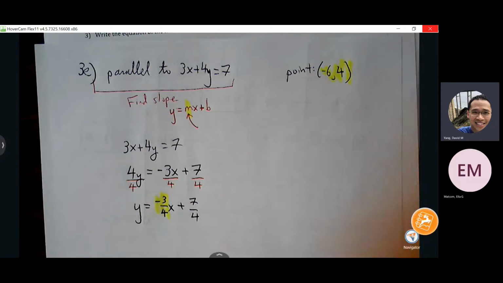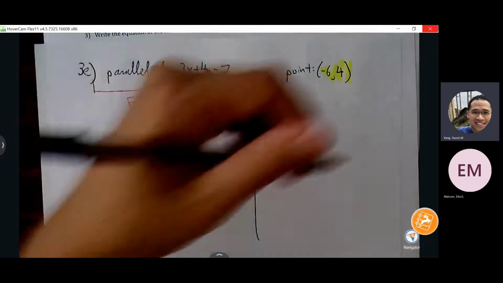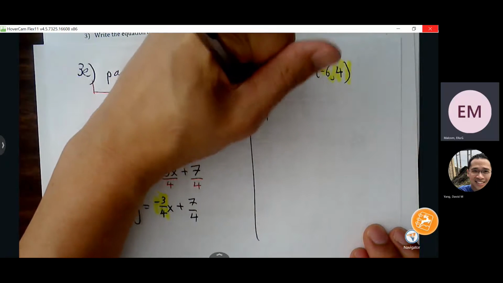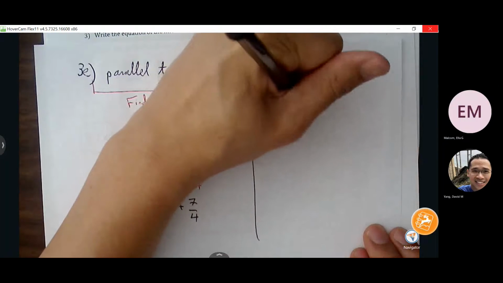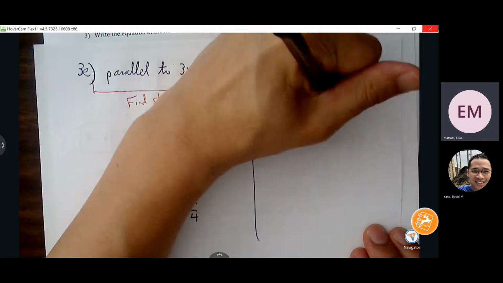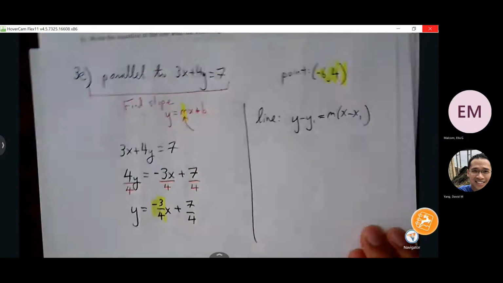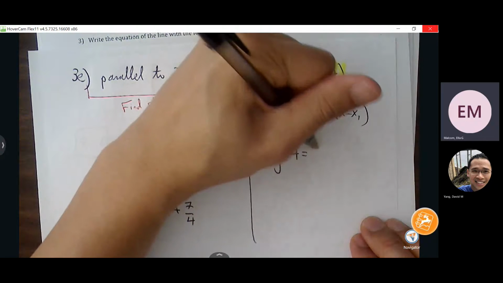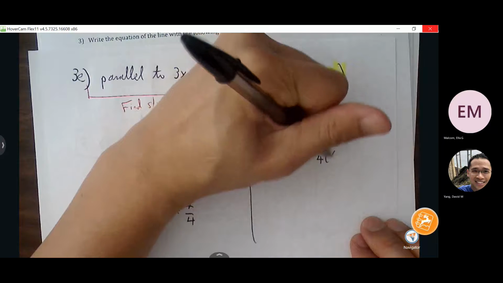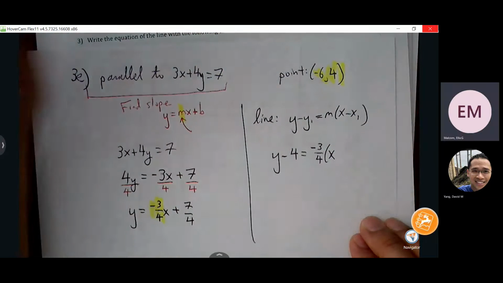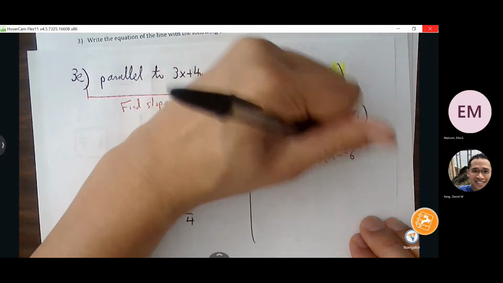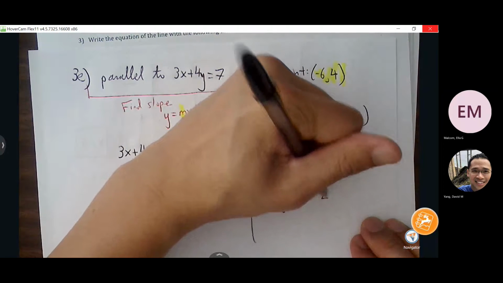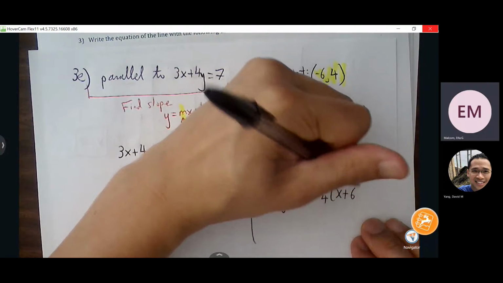Now I'm going to put it into my point slope form for my line. So now that's just y minus, what was the y value? 4 equals negative 3/4 x plus 6. Yeah. Good.